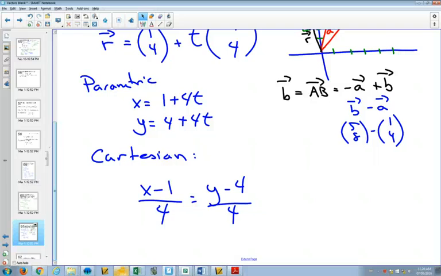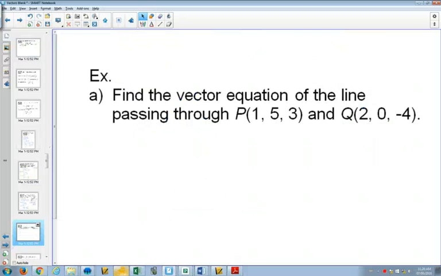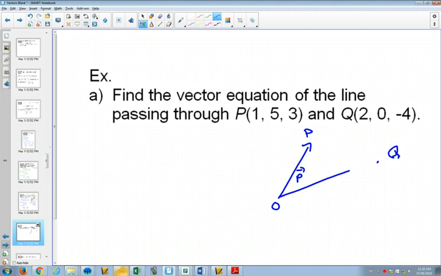So now let's go to 3 dimensions. It's the exact same idea. You need to have two position vectors. So just like before, we've got some position vector P that goes from O to P, some position vector Q that goes from O to Q, and here's our line that passes through those points P and Q.